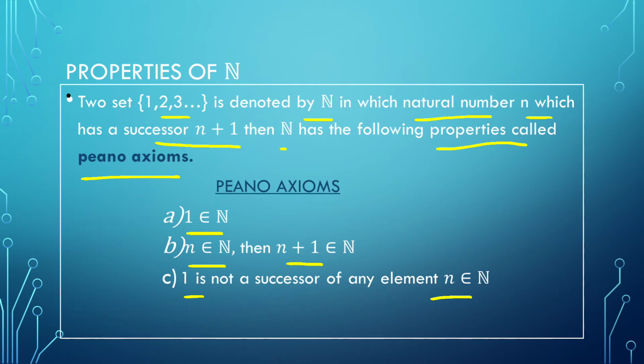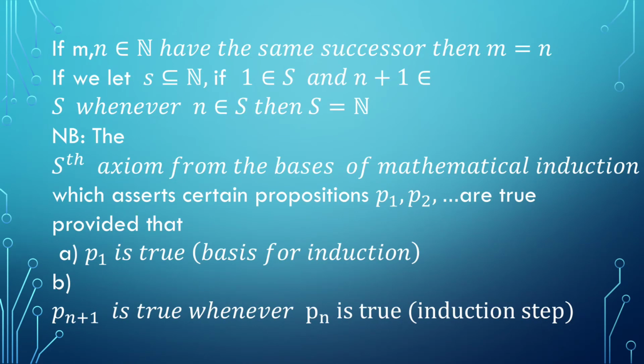So those are called the Peano axioms. 1 is a member of N, small n is a member of capital N, and the successor n plus 1 is still in N. The key to note is that 1 cannot be a successor of an element of N. If m and n are two elements of the natural set and they have the same successor, then that implies that m and n are the same.